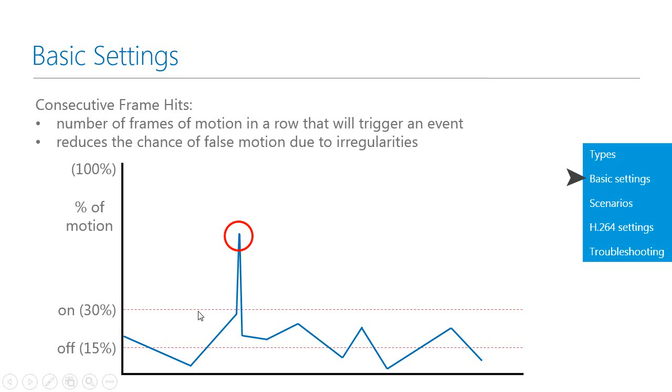So if we were set to record on motion and we had it set to one frame for the consecutive frame hits, it would actually start recording here, but basically this is a false event. It's not a usual gradual motion here. So if we set the number of consecutive frame hits to 2, that would mean that we'd need to have the motion level past the motion on threshold for at least 2 frames in a row before we would trigger the motion on event.